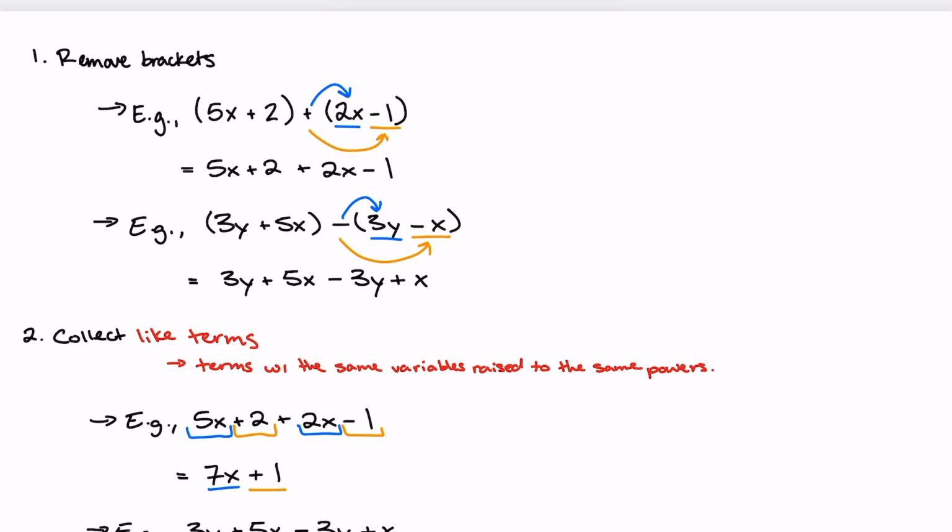And in our second example, we have 3y plus 5x, and then we're subtracting the polynomial 3y minus x. So that negative sign needs to be applied to the positive 3y. So negative times positive gives us a negative number. So that's how we end up with this. And then negative times another negative gives us a positive. So that's how we end up with the positive x here once we've expanded.